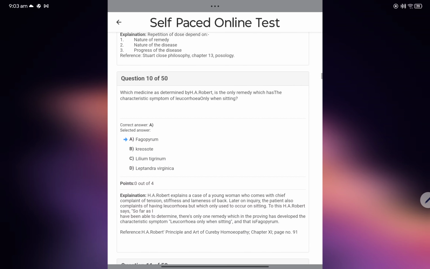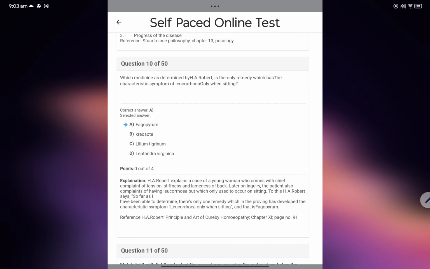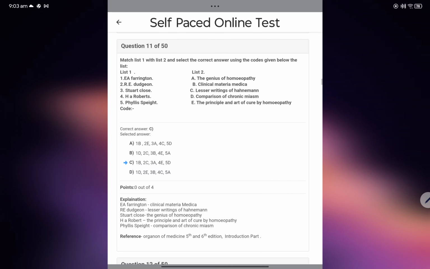Next question. Which medicine, as determined by Dr. H. Roberts, is the only remedy which has the characteristic symptom of leukorrhea only when sitting? The medicine is Fagopyrum. So the question is, which medicine as determined by Dr. H. Roberts is the only remedy which has the characteristic symptom of leukorrhea only when sitting? The answer is Fagopyrum. Next question, match the column.